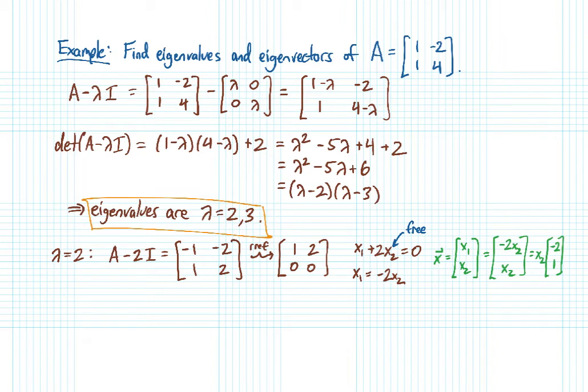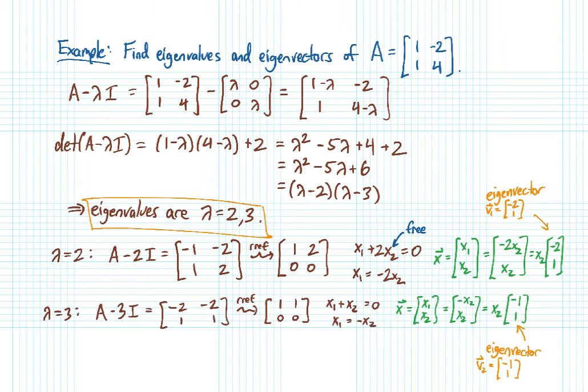And in this case, there's just one basis vector. It's (-2, 1). And that basis vector is the eigenvector that you're looking for. Okay, so next we need to do exactly the same thing for lambda equals 3. I won't spend a lot of time on it because it's exactly the same steps with different numbers, but here are the calculations in case you want to pause and check. The key point is that you get the eigenvector (-1, 1).